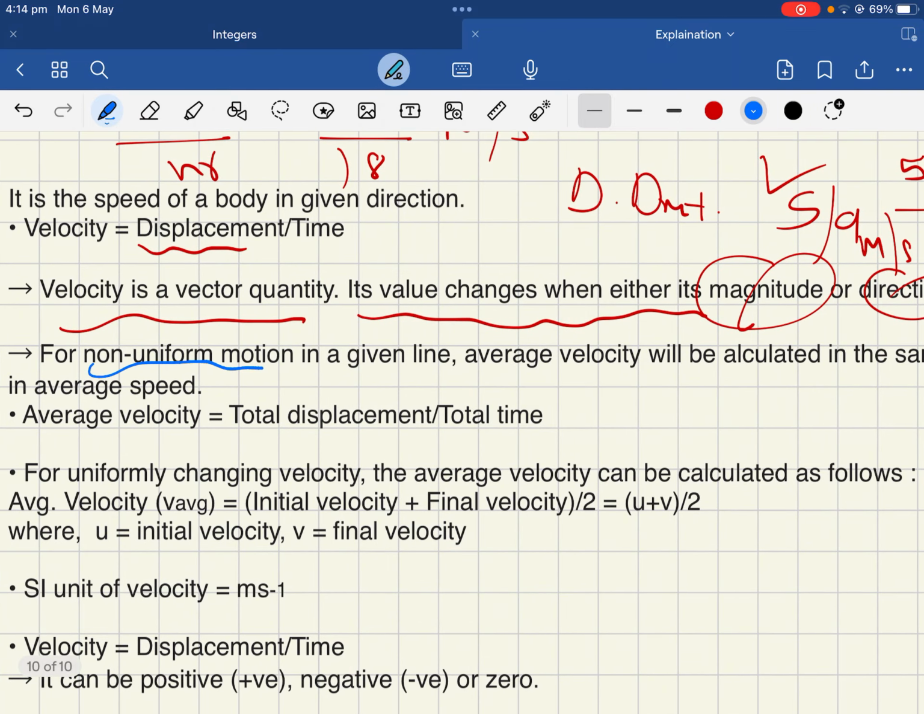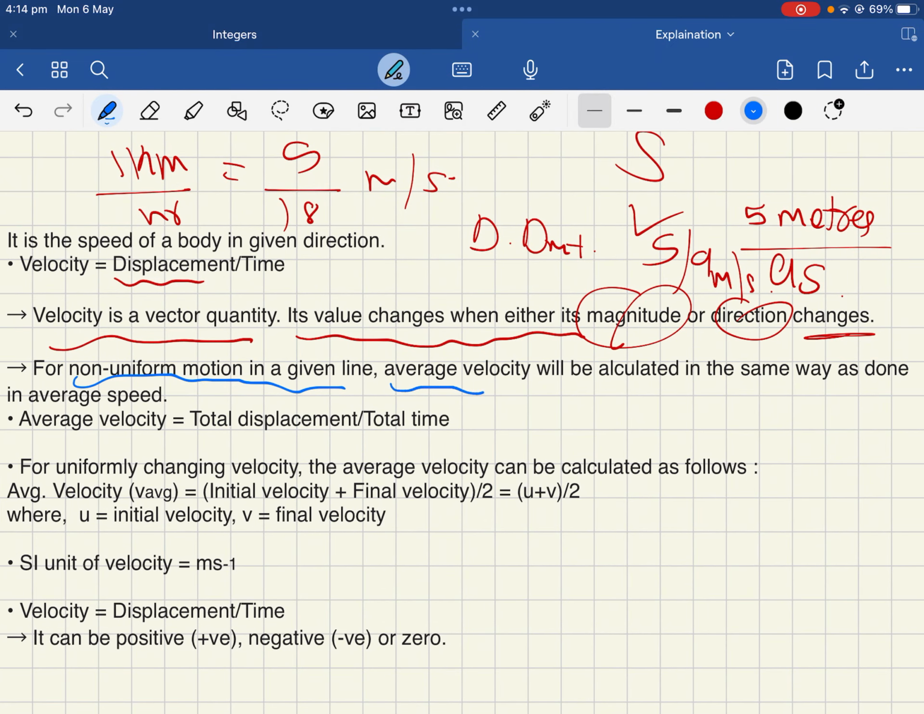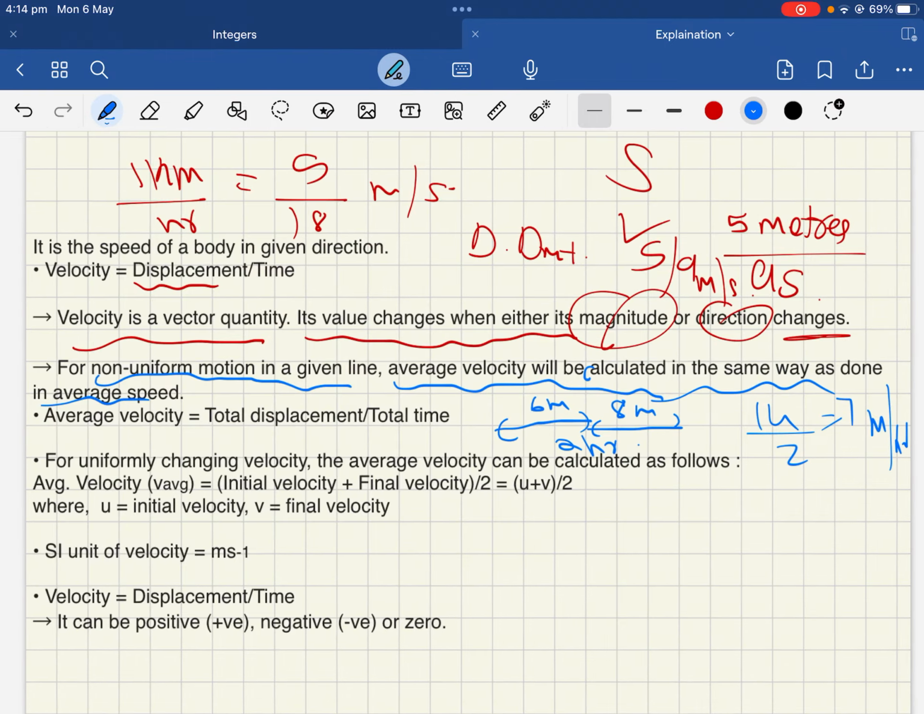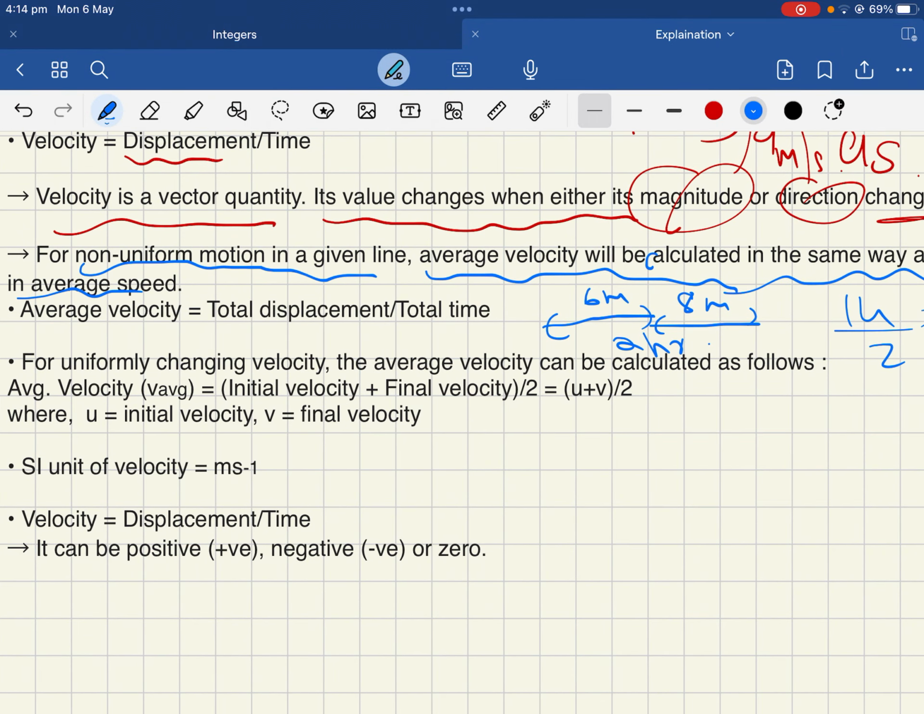For non-uniform motion in a given line, average velocity will be calculated in the same way as done in average speed. For example, we have a displacement of 6 meters and a displacement of 8 meters, and the total time is 2 hours, so that would be 14 by 2, which is equal to 7. So the average velocity would be 7 meters per hour. Okay, we have another formula.